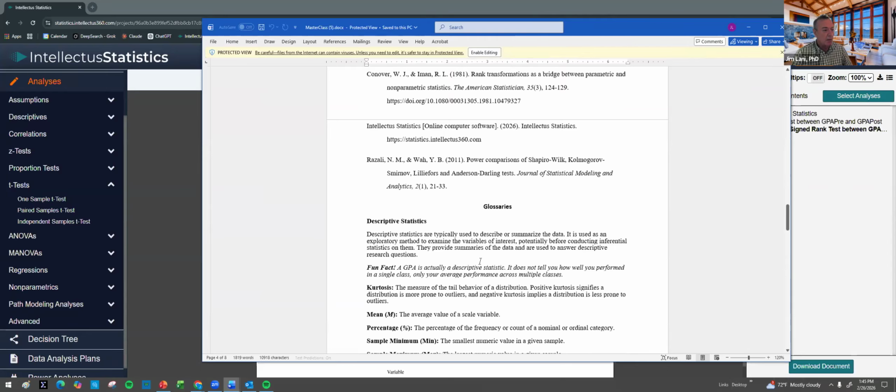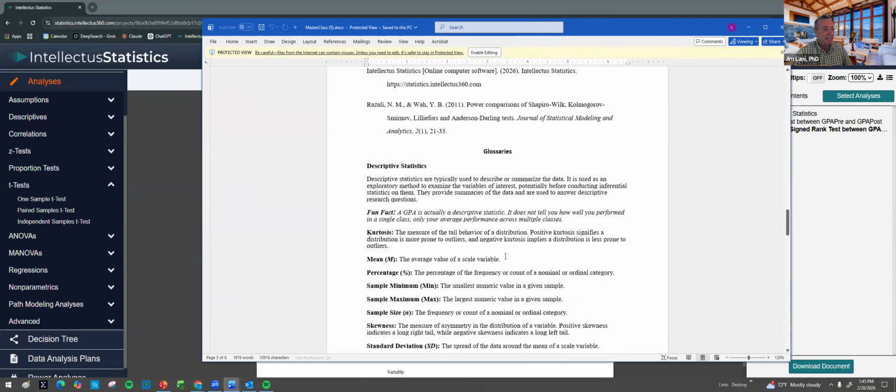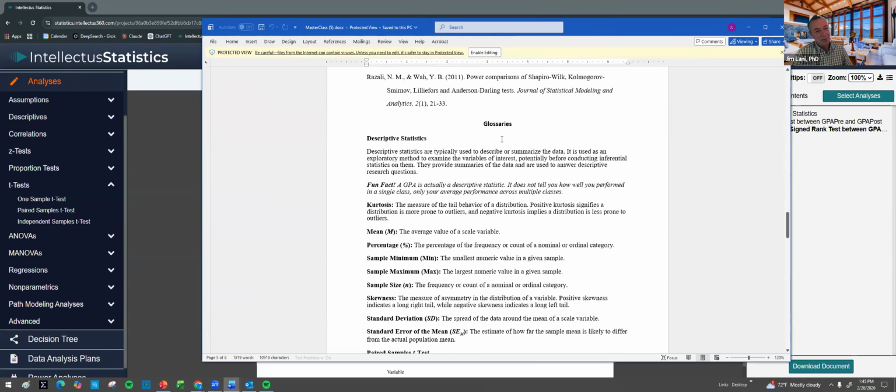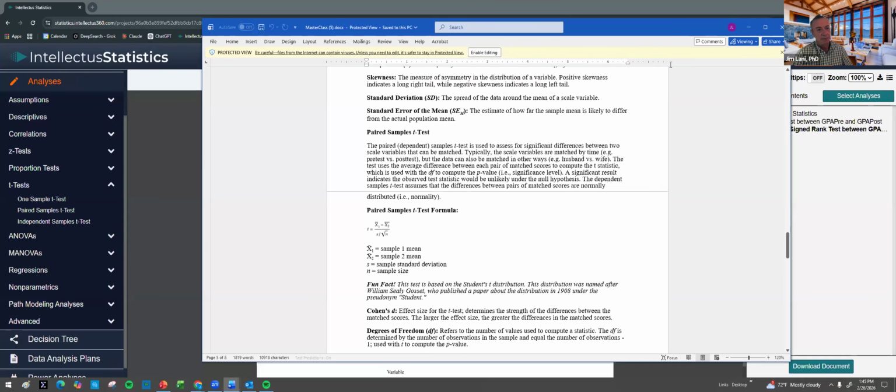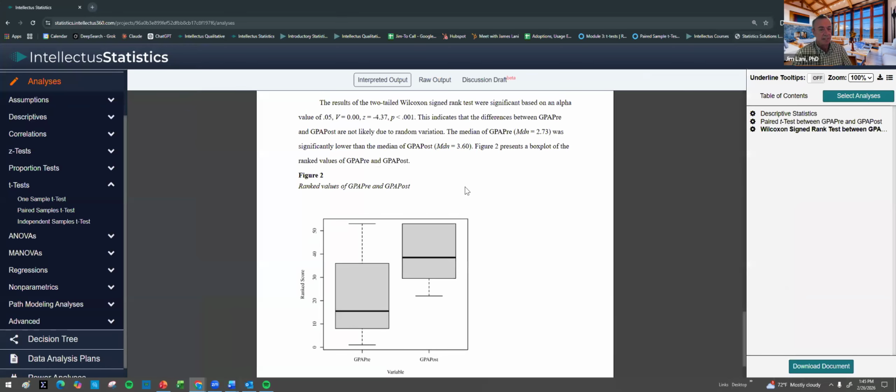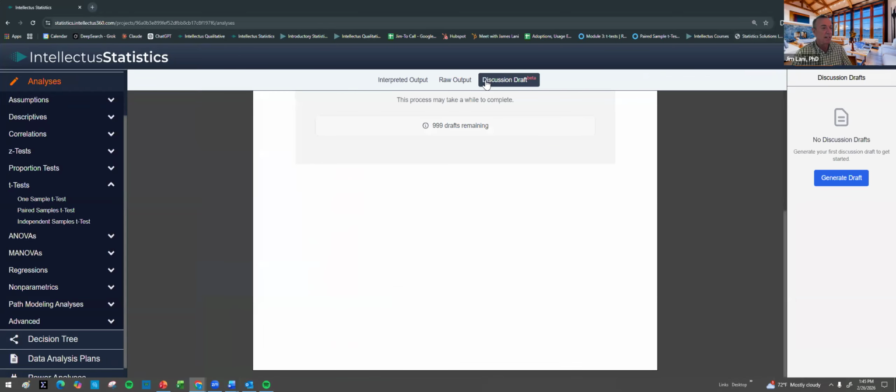We should be testing you on this. What do these things indicate? So there is a glossary of terms and symbols curated to the particular test that you ran. Just to share that that's going on. And then, of course, we have a discussion draft.